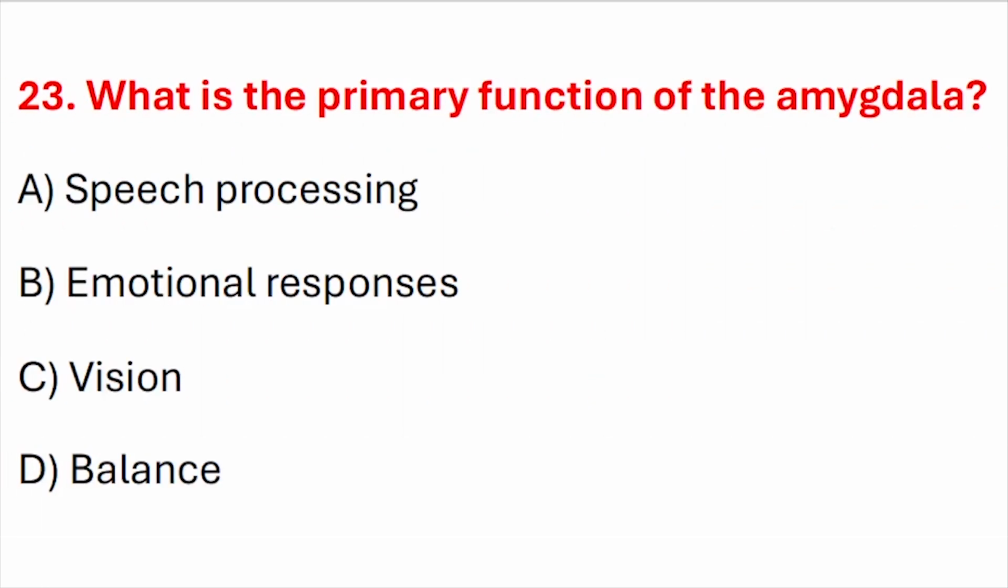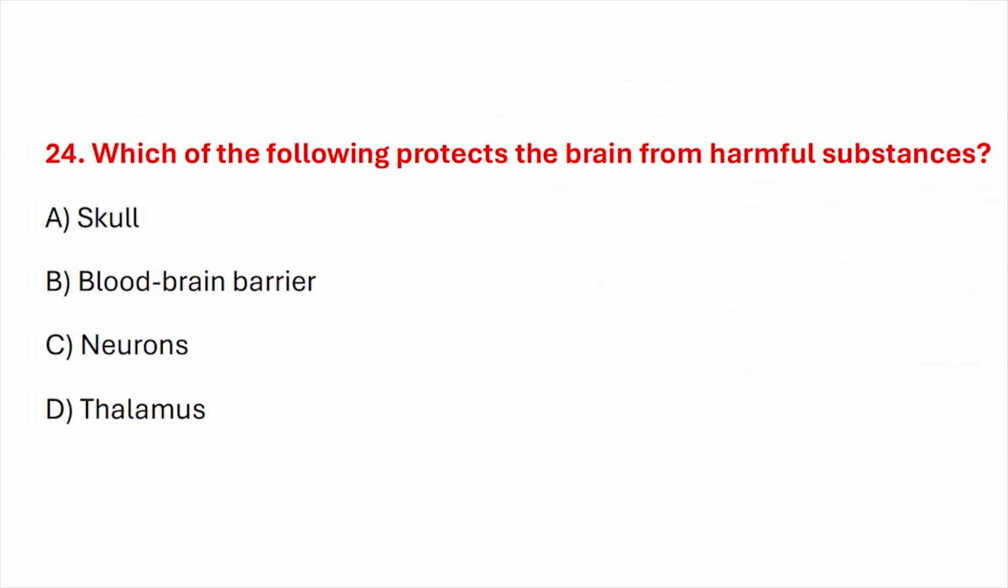Question number 23. What is the primary function of the amygdala? Correct answer is option B, emotional response. Question number 24. Which of the following protects the brain from harmful substances? Correct answer is option B, blood-brain barrier.